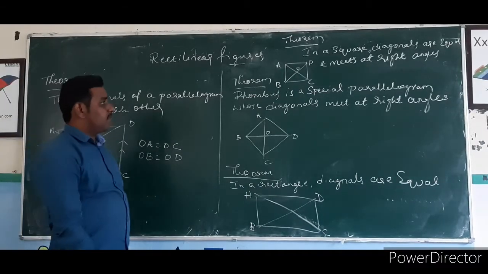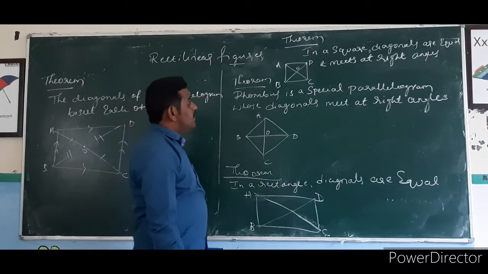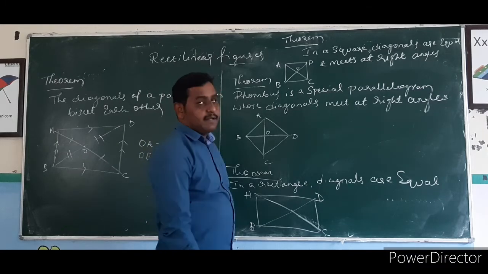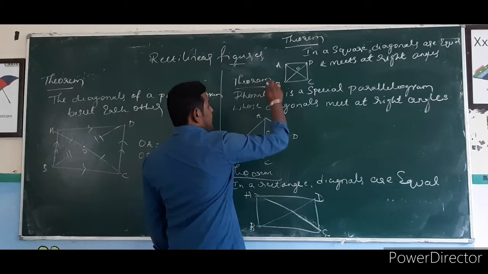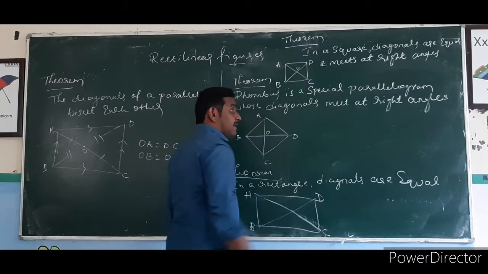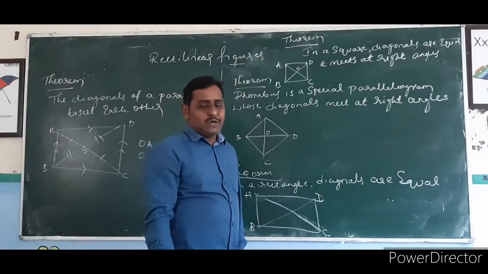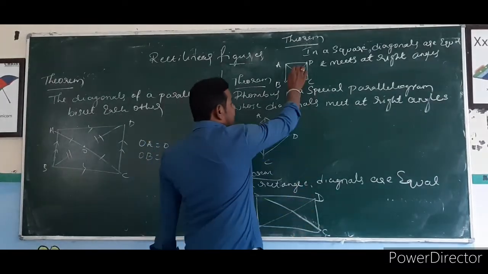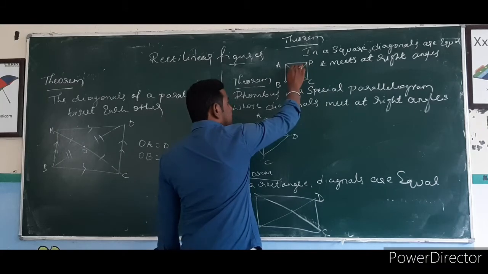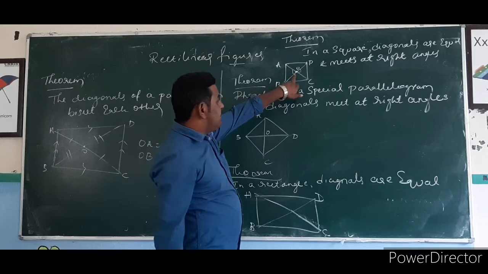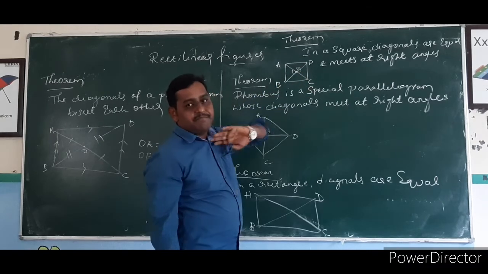Next theorem: in a square, the diagonals are equal and meet at right angles. So here ABCD is a square. The diagonals AC and BD are equal in length. You know the properties of a square. If they are bisected at one point, it means these angles are equal to 90 degrees. So this is 90 degrees, this one is 90, 90, 90.